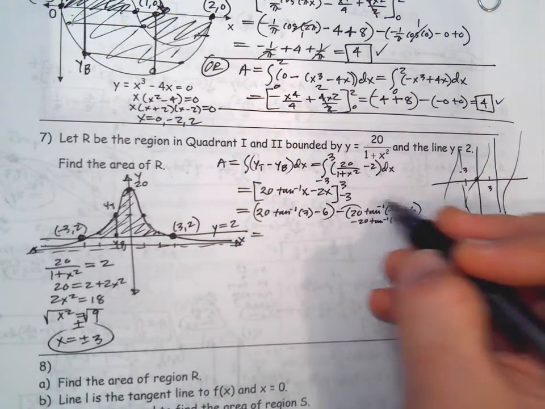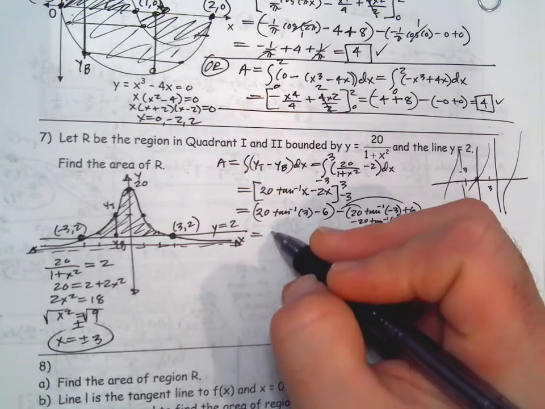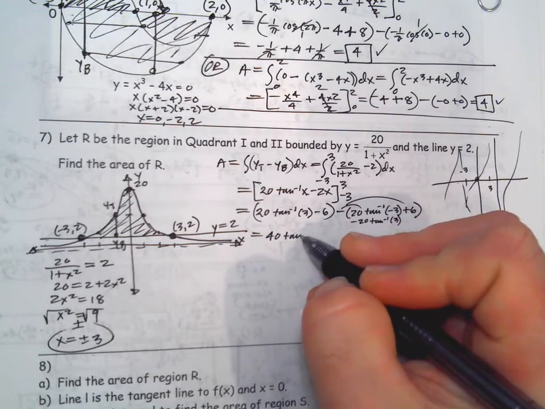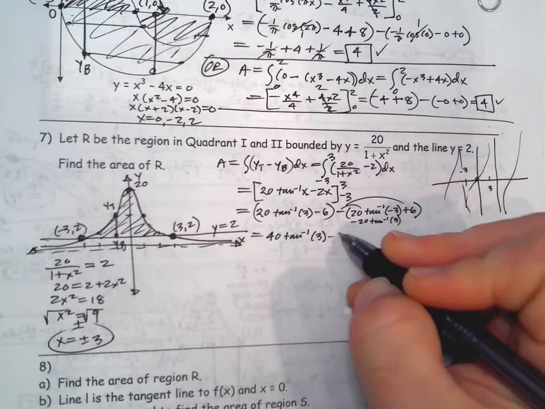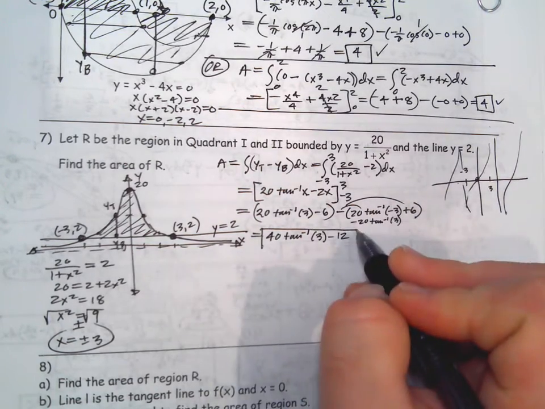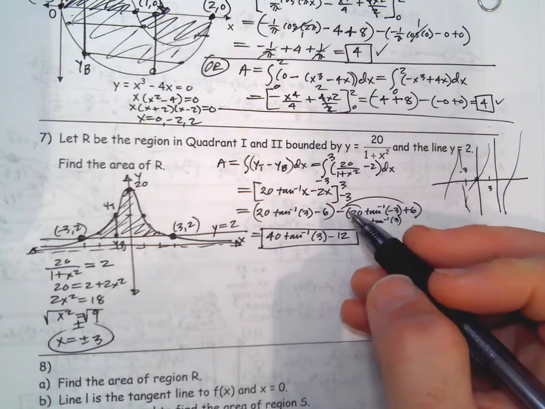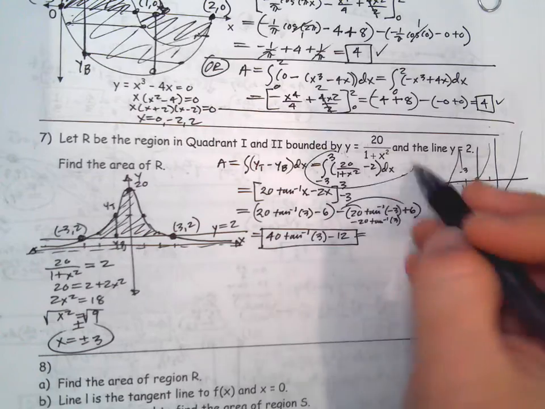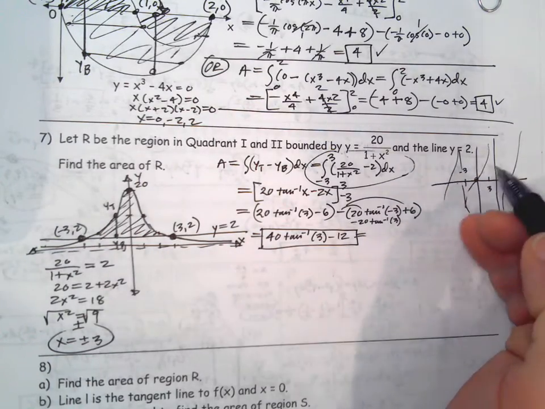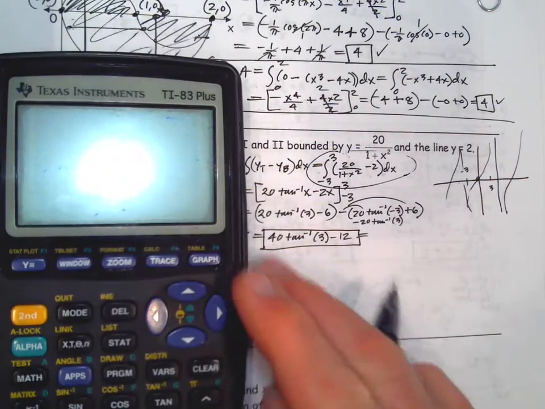And we've got to distribute this negative, so that's going to become plus. So it's going to be +40 inverse tangent of 3. And you have a -6, another -6, -12. That's the exact answer without a calculator. Now we could plug in our calculator, we could plug in the original, and see if we get the same thing. Plug this in, see if we get the same thing. Let's try it out real quick.